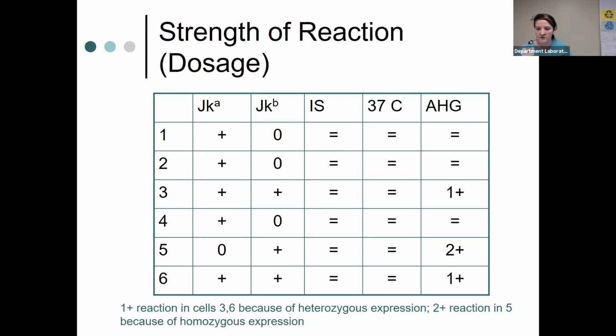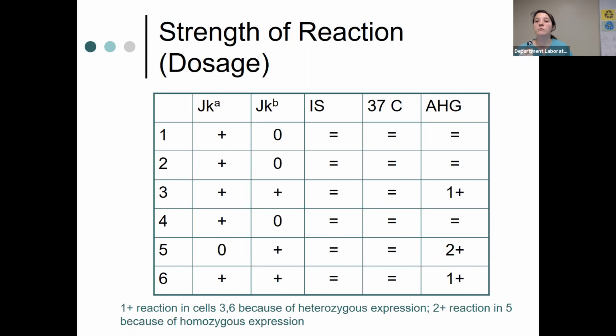Here's another example of dosage. If we have another JK, anti-JKB, notice that panel cell 3, which is heterozygous, and panel cell 6, which is heterozygous, give us a 1+ reaction. Versus panel cell 5, which is homozygous, gives us a 2+ reaction. The Kidd family, JKA and JKB, is notorious for dosage. Also, the MNS family is notorious for dosage.